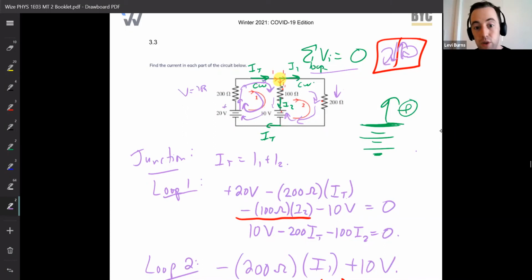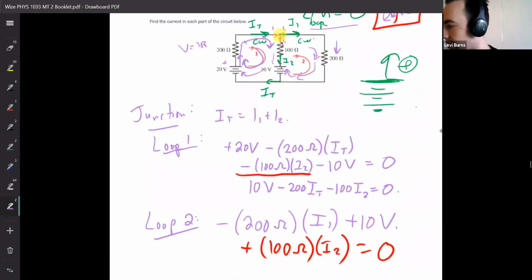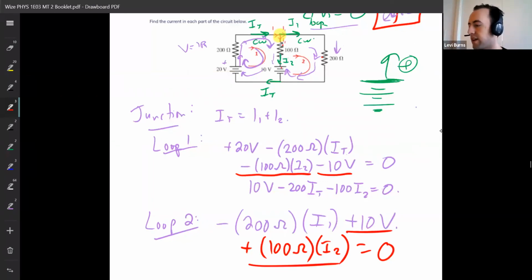So because the 2 loops that we've defined have opposite directions for the one branch, we have to have opposite signs for these 2 elements. So we had, in the first loop, minus 100 ohms, I2, minus 10 volts. In the second loop, we had plus 10 volts, plus 100 ohms, I2. If you ever define your loops in such a way that there's a different direction for one of the branches, this is always going to happen.